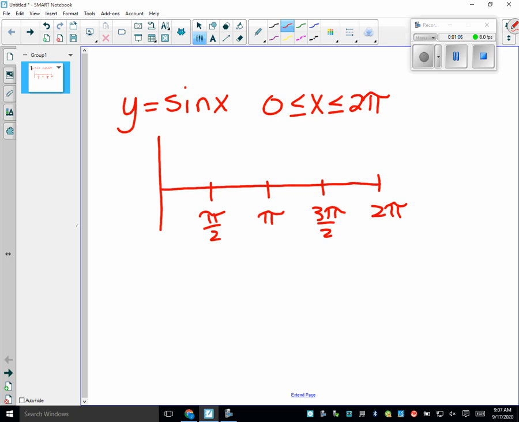What about on the y? Now, where does sine start? It starts on a 0. So it's 0, 1, 0, and 0. It looks like that.